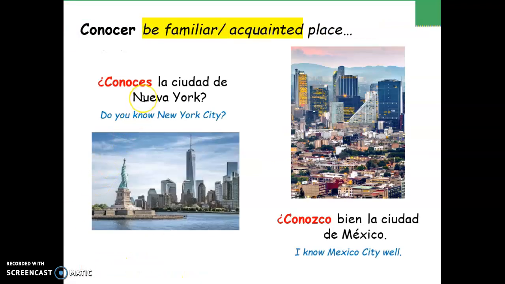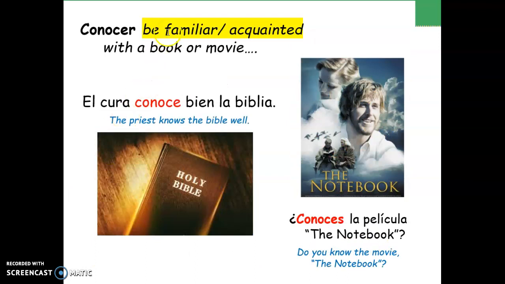Okay? Or let's say I've been to New York several times, or I used to live there. I could say conozco Nueva York. ¿Conoces la ciudad de Nueva York? Conozco bien la Ciudad de México. You can also be familiar or acquainted with a book or movie if you've seen it or read it. El cura conoce bien la Biblia. ¿Conoces la película, The Notebook? Sí, la conozco.